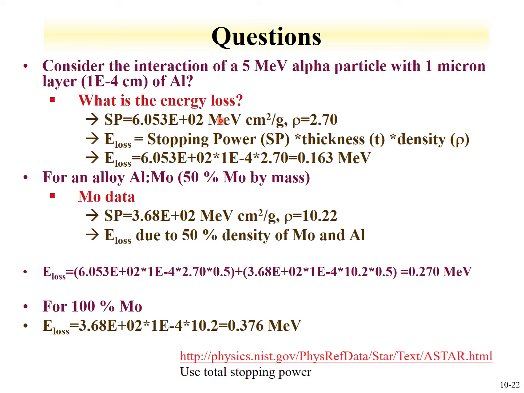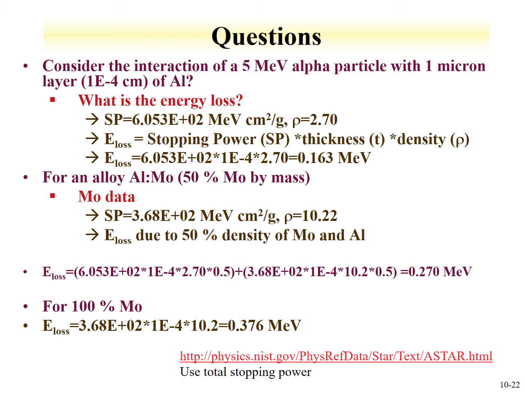Plugging this into the equation, stopping power here, density here, and a thickness, well, we said 1 micron, so 10 to the minus 4 centimeters. We get an energy loss of a little over 0.1 MeV, so 0.163 MeV is the energy loss for the 5 MeV alpha particle as it traverses 1 micron of aluminum.